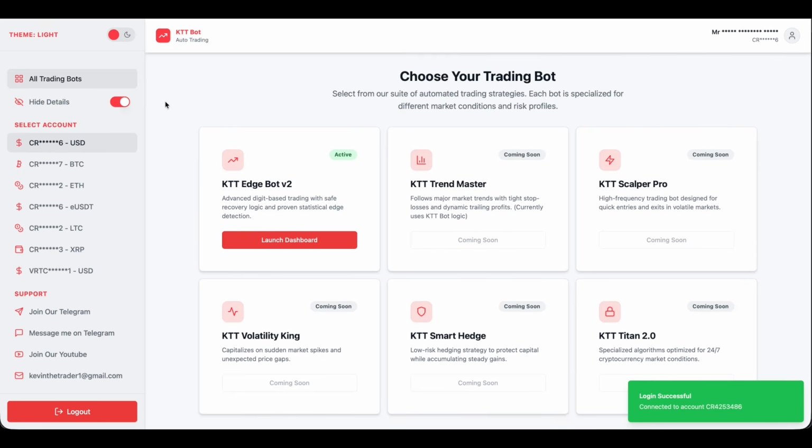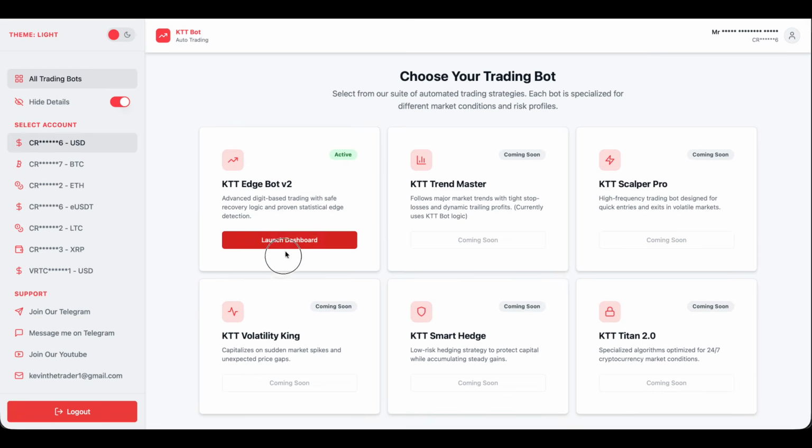Now I'm in, right? So you can hide your details over here. You can hide your name. You can hide your account details here. Then I'm going to launch this bot. This is the only bot that we have currently on this app, but the others are coming soon. I'm working on them, and when they're ready, I'll put them up, and I'll also show you how you can use them. So in this video, I'm going to show you how you can use this bot.